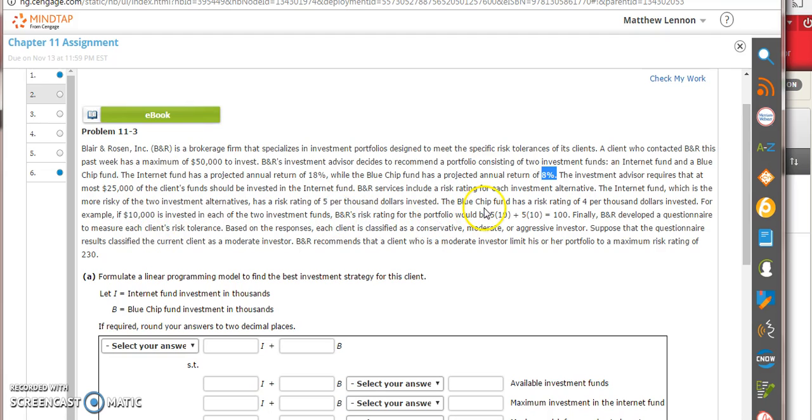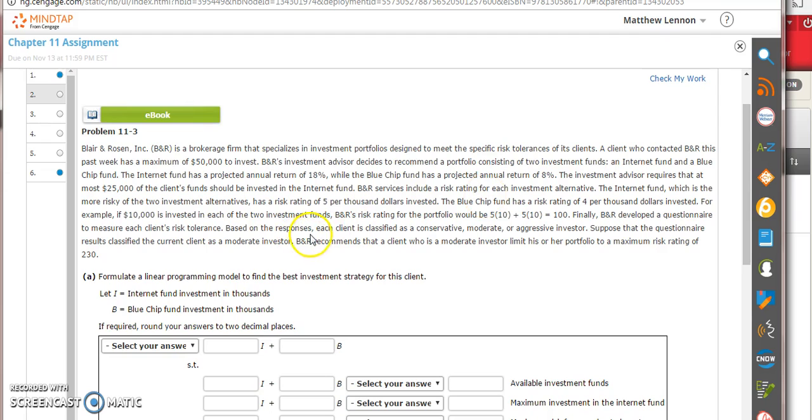So the risk profile, what do we have? We have a risk rating of 5 per thousand for the internet and 4 for the blue chip. This is kind of funny. I think this might be a typo. It says if $10,000 is invested in each of the two investment funds, the risk rating profile is 5 times 10 plus 5 times 10, but it should be 5 times 10 plus 4 times 10 because the blue chip is less risky. I've done this problem before and the typo wasn't there, so just keep that in mind.